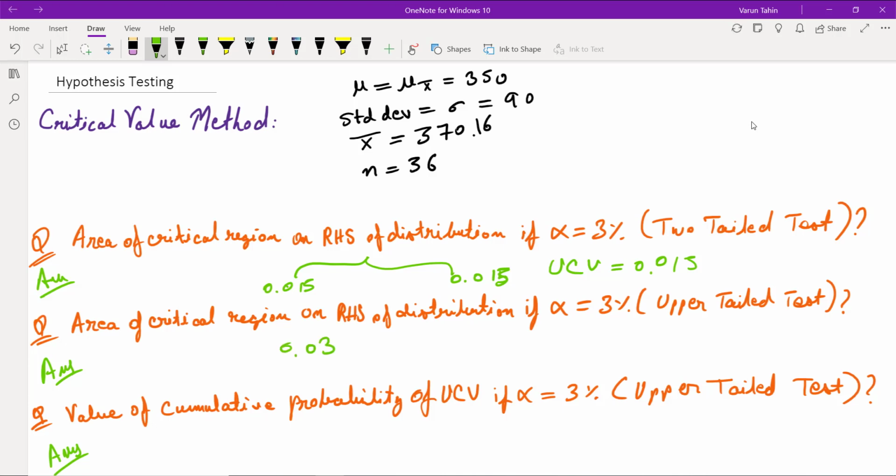And what about the value of the cumulative probability of UCV if alpha is 3%, and we are talking of the upper tail test? Let's say that this is the region and this represents 1 as the probability. We all know that the sum of all the probability is 1, so the cumulative probability from the beginning to the end is 1. If it is an upper tail test, you will have something here. The ZC will be here and you have UCV as 3%, so this will become 0.03. Now what will be the cumulative probability till this point? It will be 1 minus 0.03, which is 0.97.